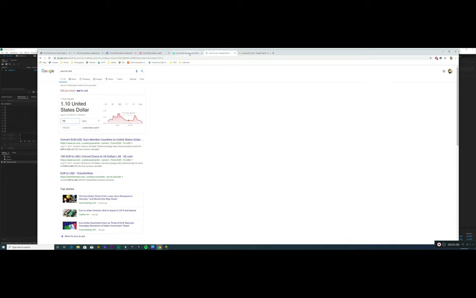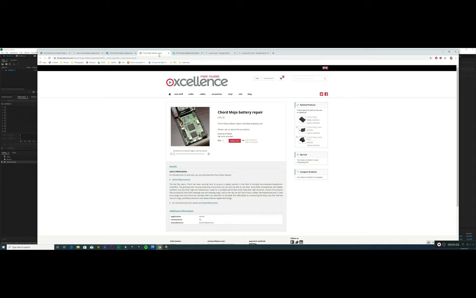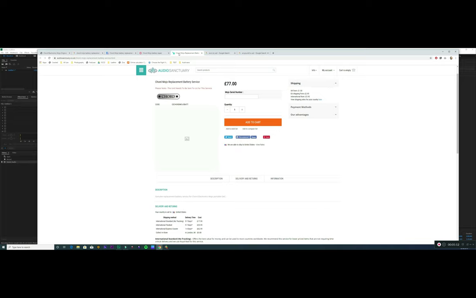Now, these companies will change their prices whenever they feel fit. Indeed, I have seen prices for battery replacement exceeding $150. This just happens to be two of the websites I was able to find within 10 minutes that's selling a replacement, that is, for less than $150. But there is the alternative.